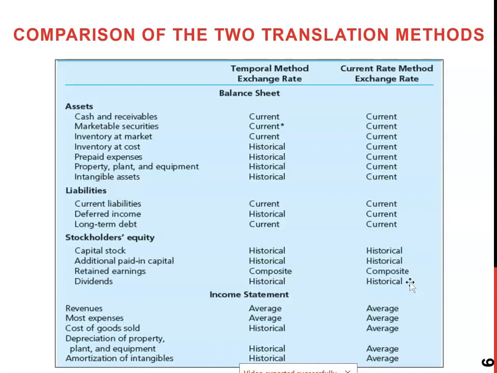Now, what we will do here, we will go over one example and we will go over both methods. One is called the current rate method, another is called the temporal method. We will start with the current rate method because the current rate method is easy to remember. But you don't need to memorize anything. Again, it will be given during your exam.